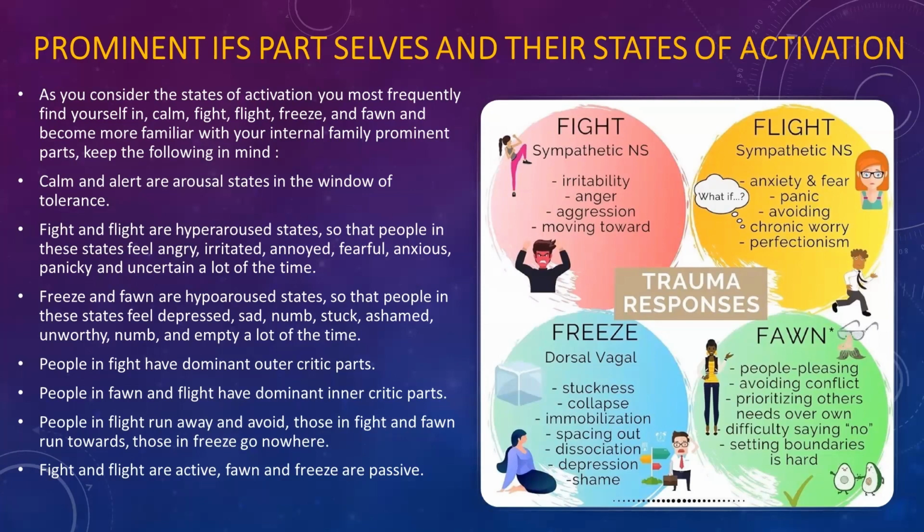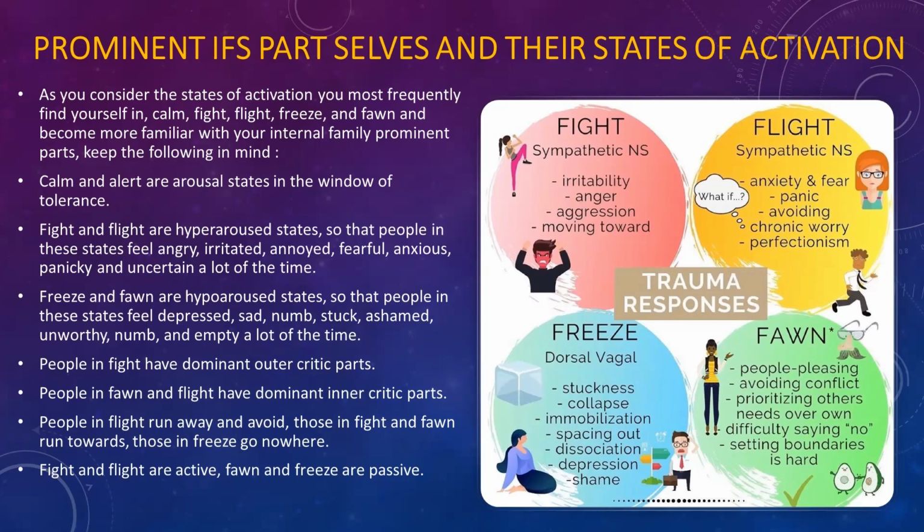Calm and alert are arousal states in the window of tolerance. Fight and flight are hyper-aroused states, so that people in these states feel angry, irritated, annoyed, fearful, anxious, panicky, and uncertain a lot of the time. Freeze and fawn are hypoarousal states, so that people in these states feel depressed, sad, numb, stuck, ashamed, unworthy, and empty a lot of the time.